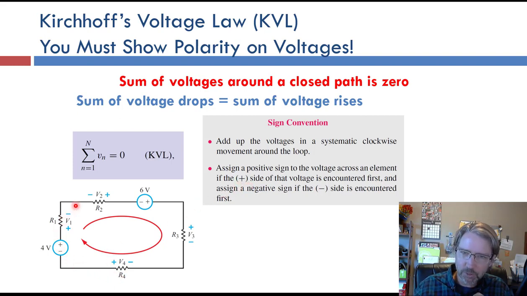As we circle the loop, we look at whether we hit the positive or the negative polarity first. So do we bump into a plus, or do we bump into a minus? Here we're going clockwise around, so we hit the plus on R1, so we would add V1. And then as we keep going around, we're hitting the minus on V2, so we subtract V2. So plus means add and minus means subtract, which is a nice sign convention, easy to remember.